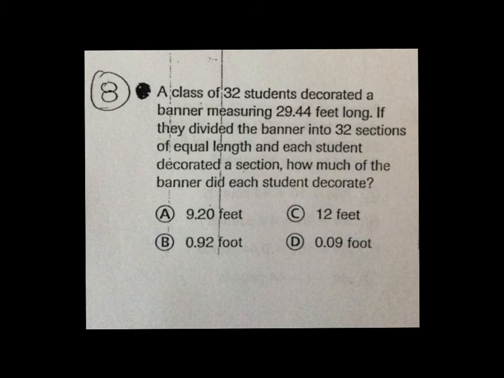Number 8. A class of 32 students decorated a banner measuring 29 and 44 feet long. If they divided the banner into 32 sections of equal length and each student decorated a section, how much of the banner did each student decorate? A, 9 and 20 feet, B, 92 hundredths of a foot, C, 12 feet, D, 9 hundredths of a foot.